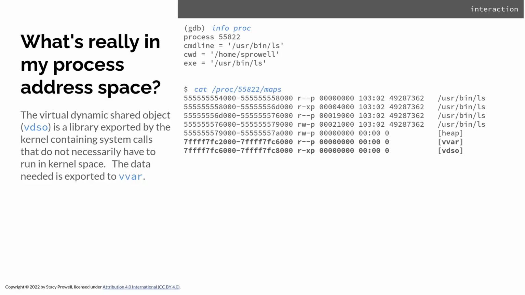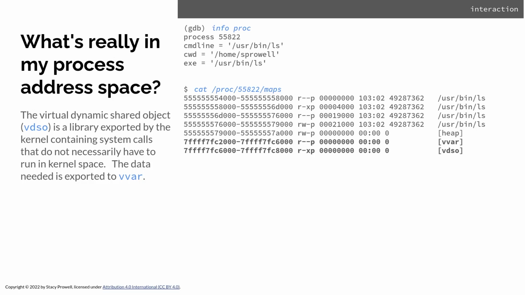Back to the memory map. Here's some more from our memory map. You see here's the initial stuff, but then we have these higher addresses, and they hold VVAR and VDSO. What are those? VDSO is a library exported by the kernel. It contains some system calls that don't have to run in kernel space. Getting the time of day, certain things, you don't want to have to do a context switch to the kernel every time you do that system call, and this provides you with a way to not have to do that.